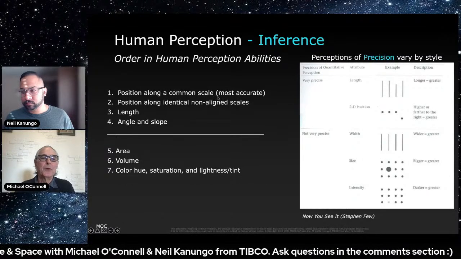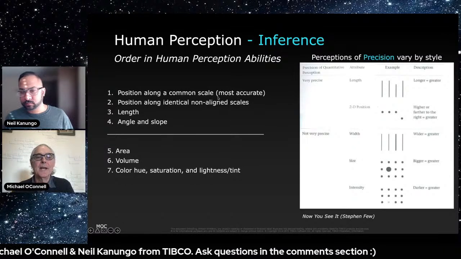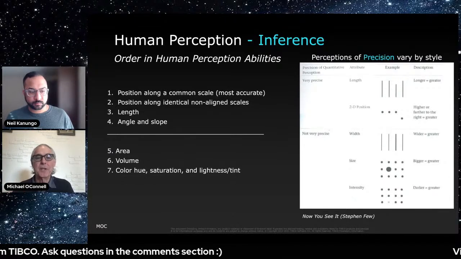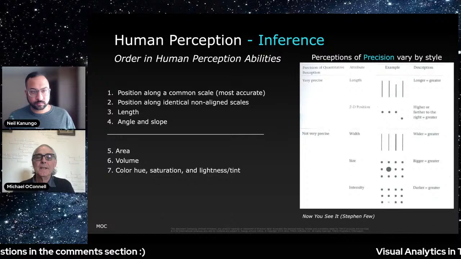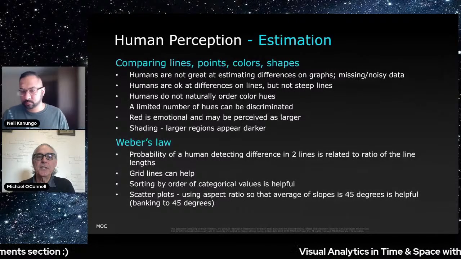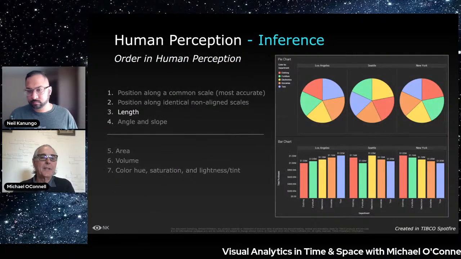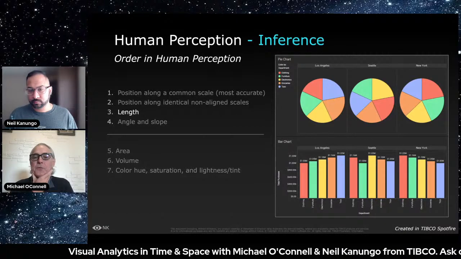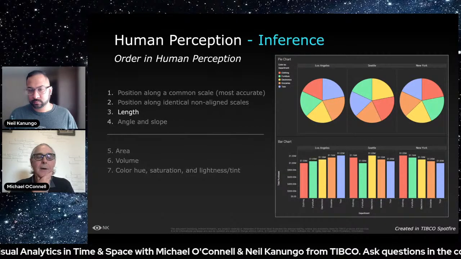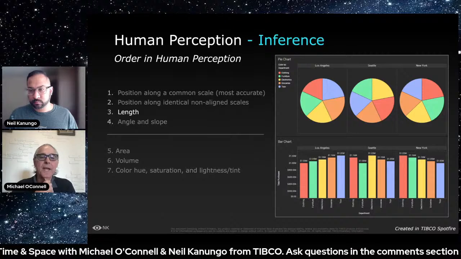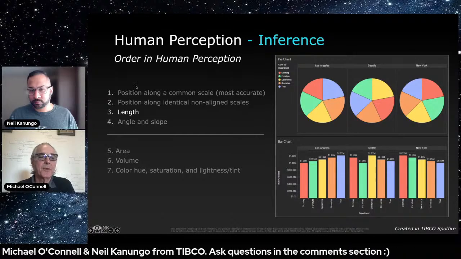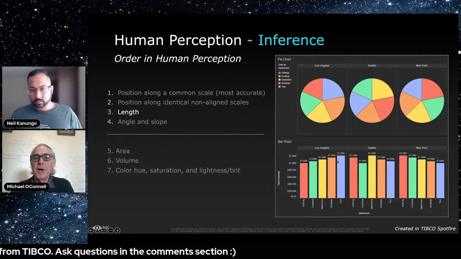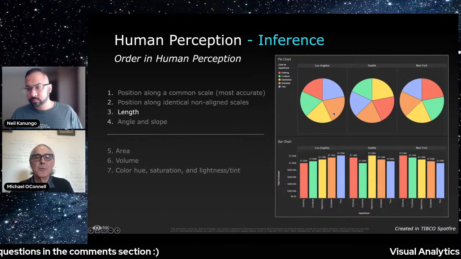Whereas position along a common scale and position along identical non-aligned scales, we are pretty good at getting inference off that. So that's estimation, that's inference. And then when it comes to color and the use of charts, length is much better than area. And so in this graph, we've got length along the bottom works very well, but area along the top does not work well for inference.